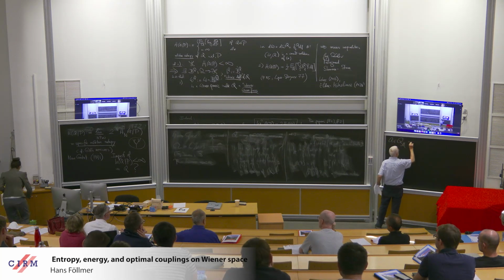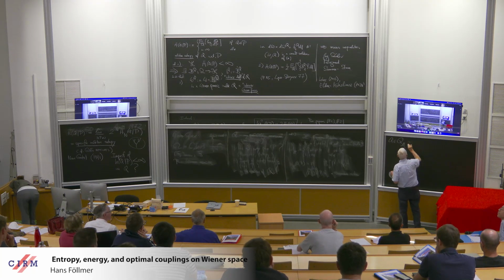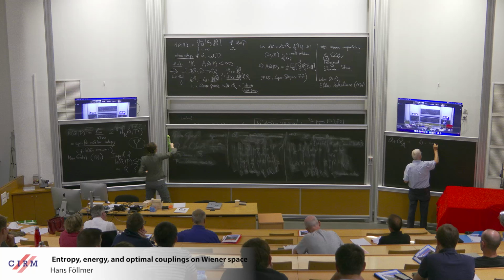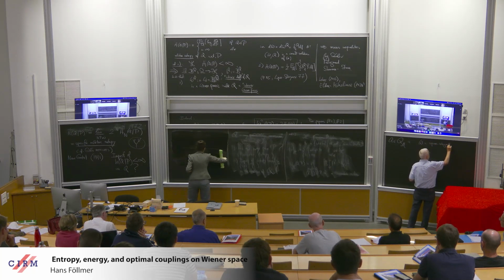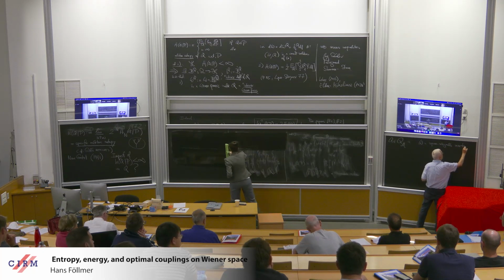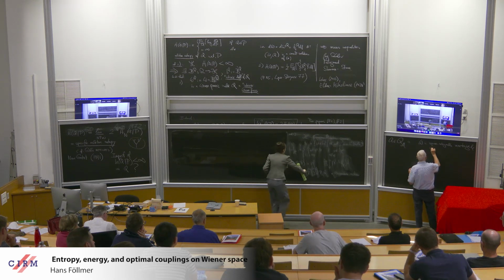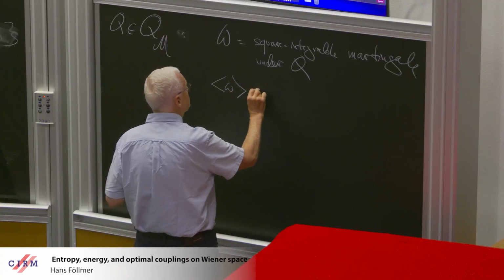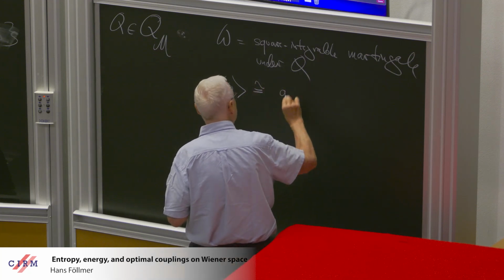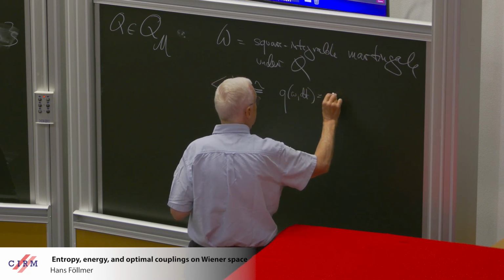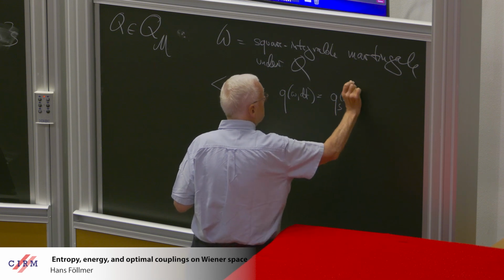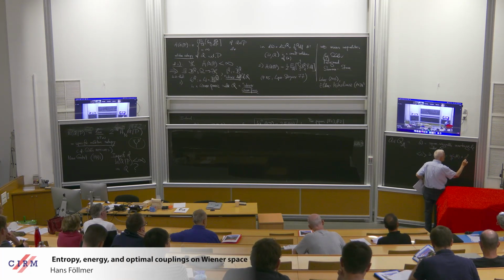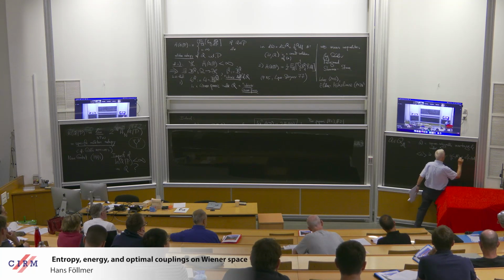So we take Q in the class of martingale measures, which means that W is a square integrable, automatically continuous martingale under Q. And so we have a quadratic variation, and this can be viewed as a random measure. And its Lebesgue decomposition we denote in this form with a singular part plus an absolutely continuous part, which we write in this form.